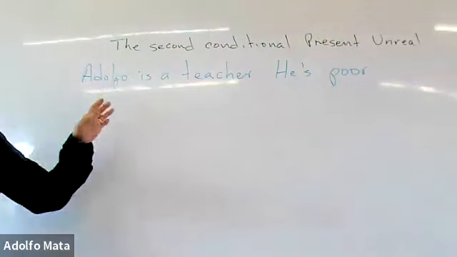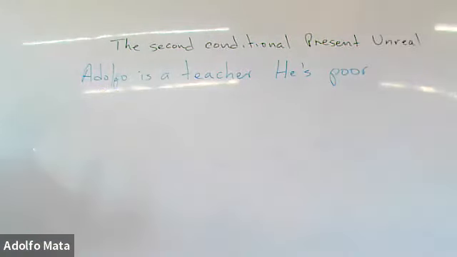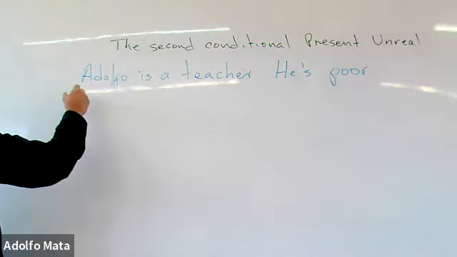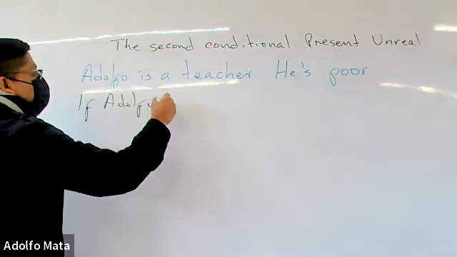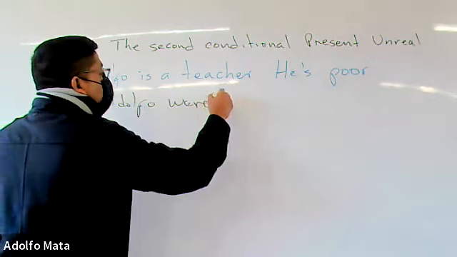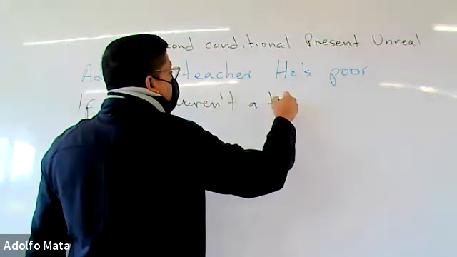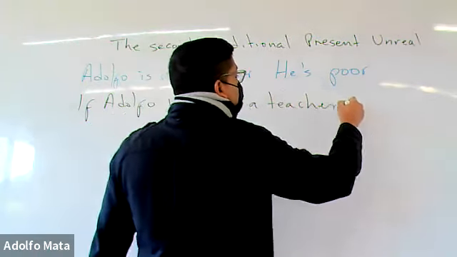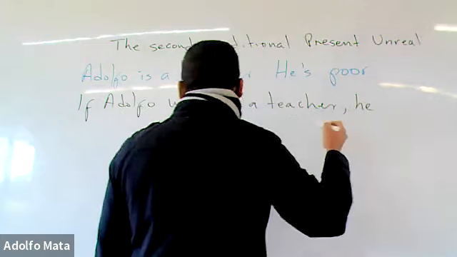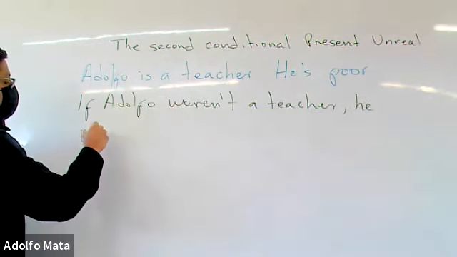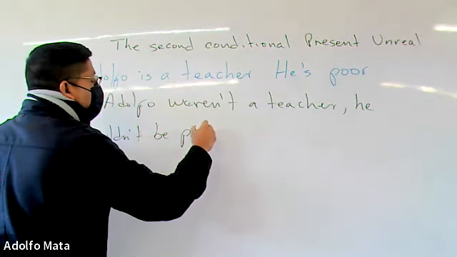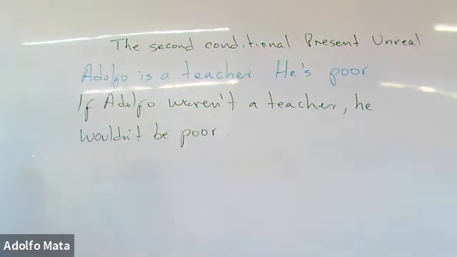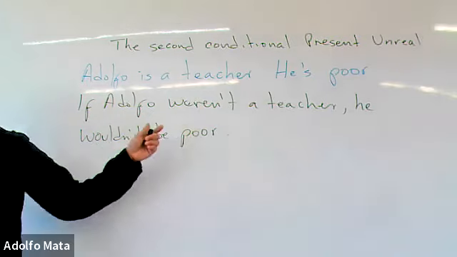Okay, so quickly, Marie. Adolfo is a teacher. He's poor. If Adolfo were a teacher, he wouldn't be poor. That's correct. If Adolfo were a teacher, comma, he wouldn't be poor. There you go. Okay? No wasn't, but weren't.